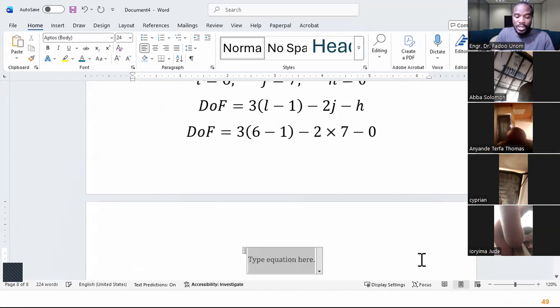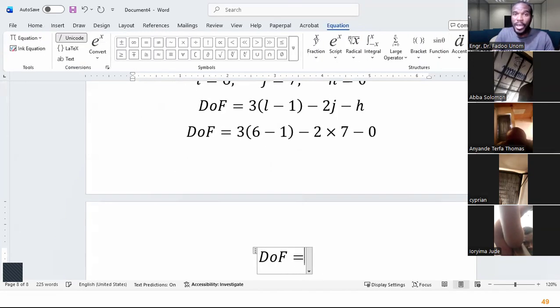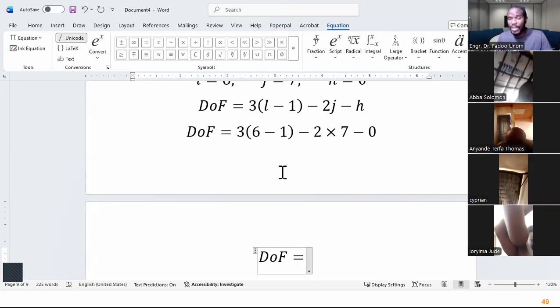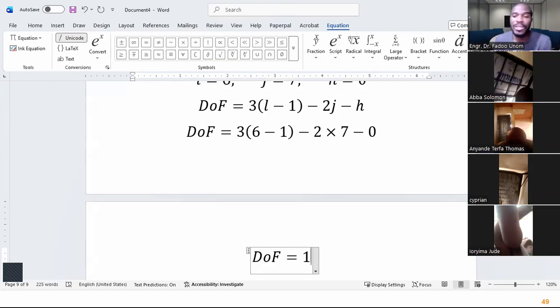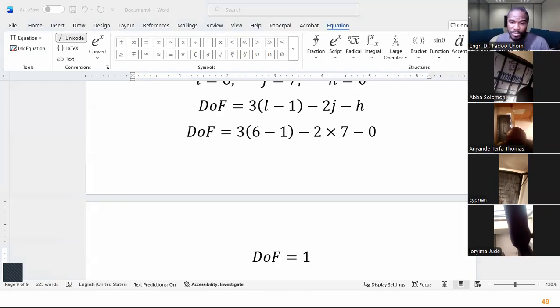So this automatically gives us a DOF of 6 minus 1 is 5. 5 times 3 is 15 minus 2 times 7. 2 times 7 is 14. So 15 minus 14, that's 1. 1 minus 0, that's 1. So this one has just 1 degree of freedom, right?